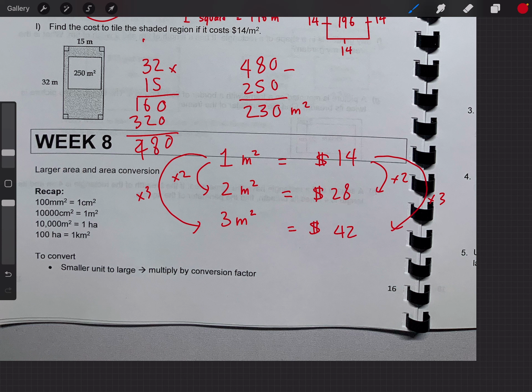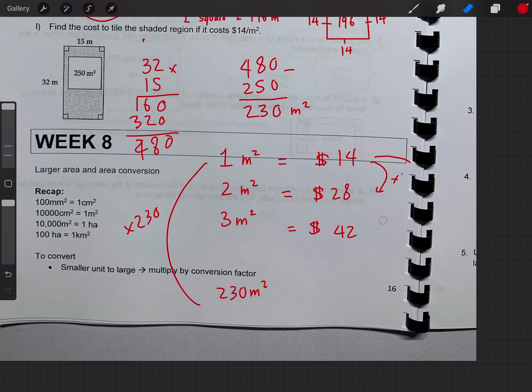But you have 230 meters squared. So to go from 1 all the way to 230, we just multiply that by 230. So you have to multiply the price by 230 as well. So you do 14 times 230 and work out what the price is.